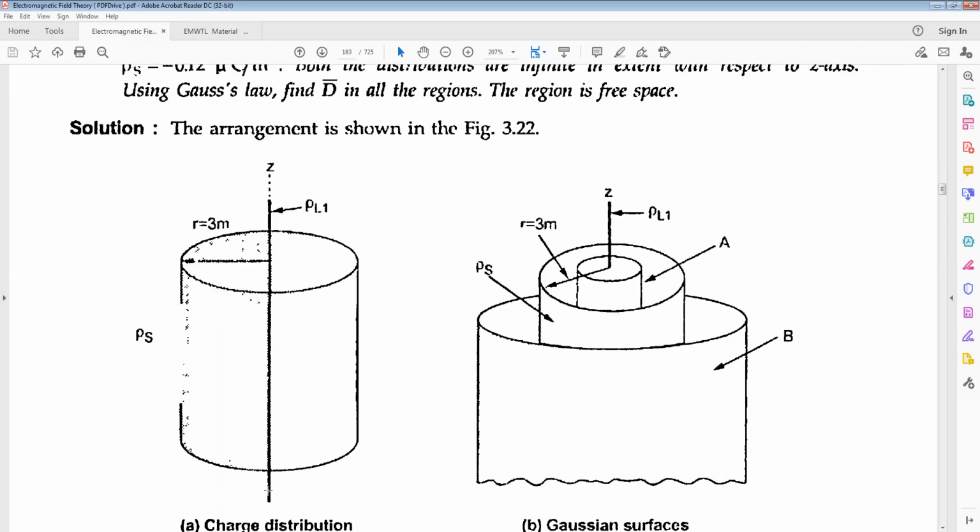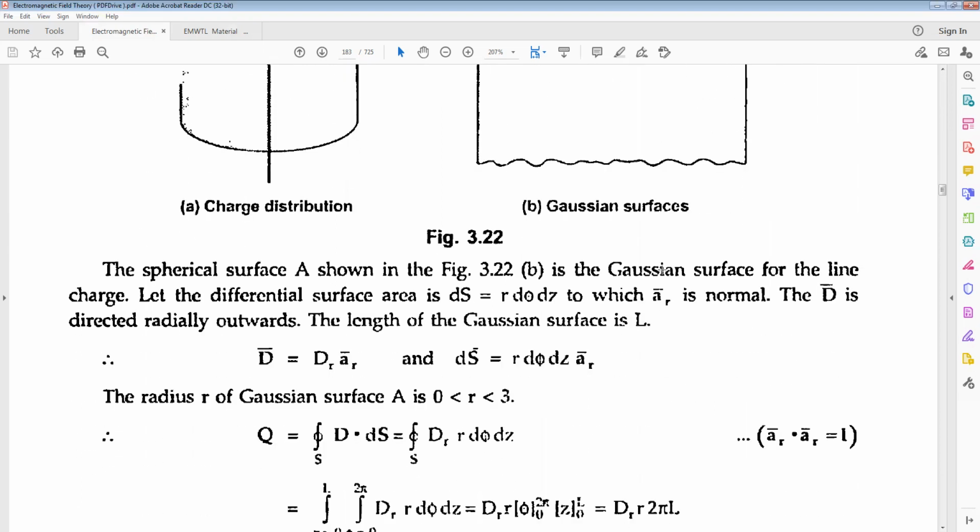Okay, rho L lies along the z-axis, with a cylinder of radius 3 meters also carrying charge rho S, so both charge distributions are present. Let us take D bar equal to D r into a r bar direction. In the cylindrical coordinate system, the components of a r are dr, r d phi, and dz. These are the three differential elements in the cylindrical coordinate system.